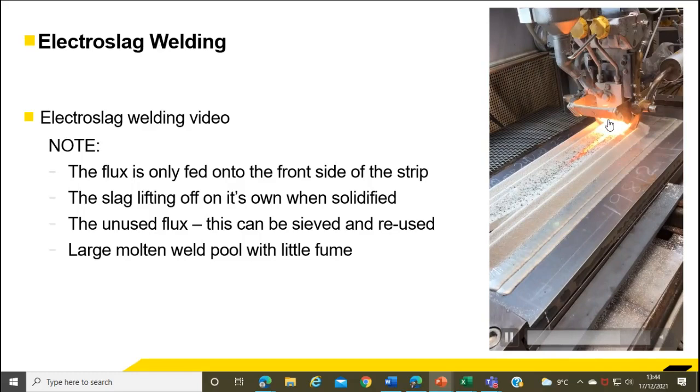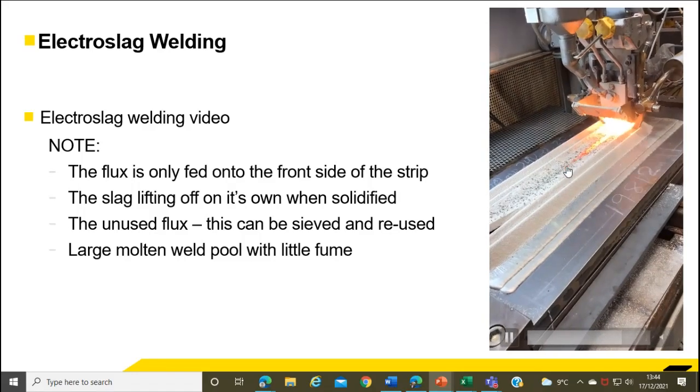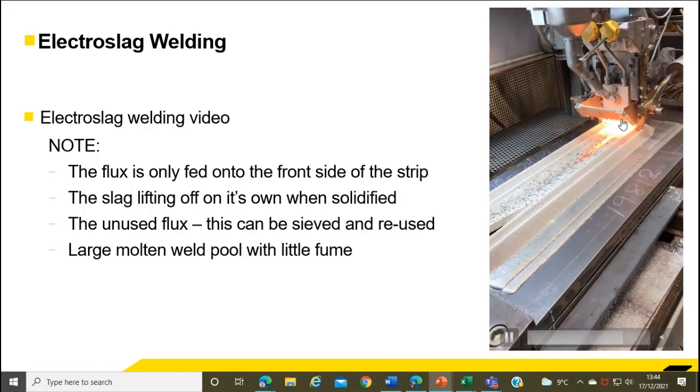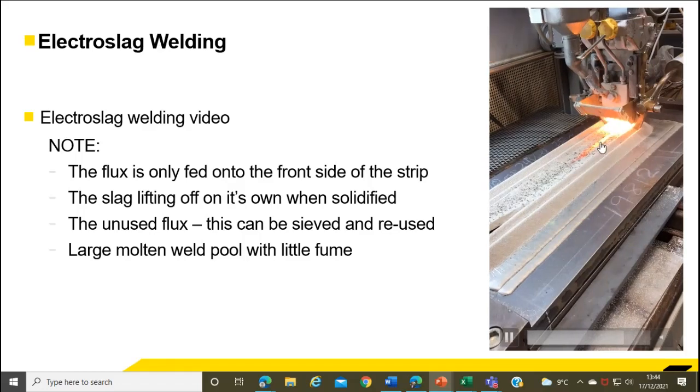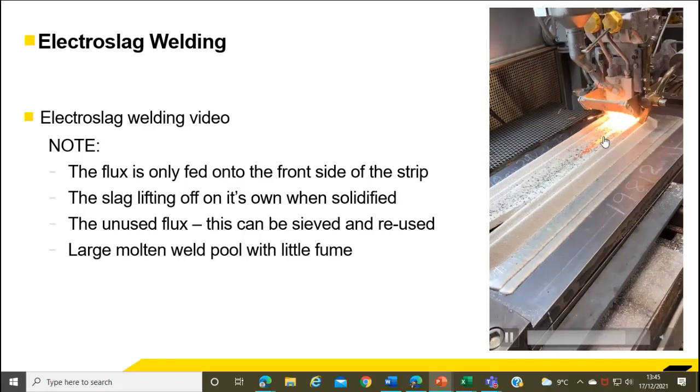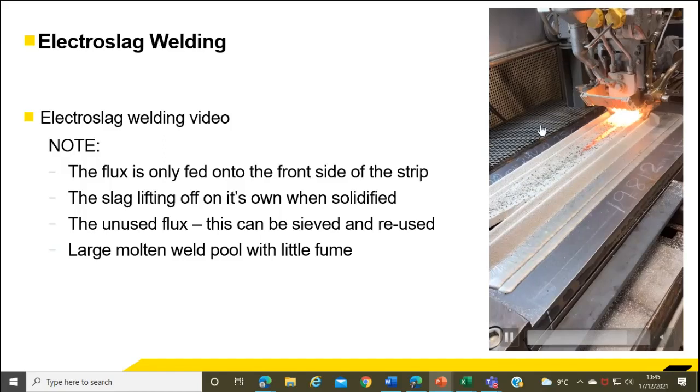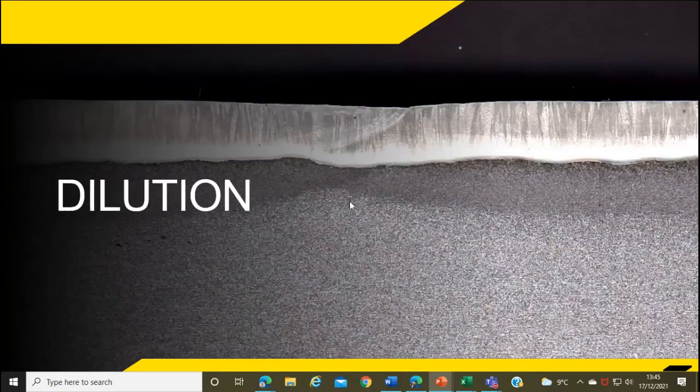I mentioned the very big weld pool. You see it's still molten way back here with very little fume. That's obviously a factor of the cleanliness of the metal as well as the design of the flux. One thing that's very important with any overlay is dilution. You have to take dilution into account.